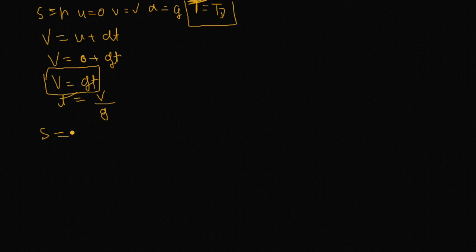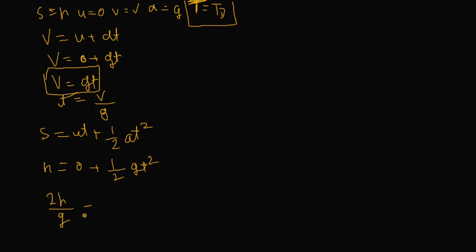S is equal to ut plus half at square. S we've got to substitute as h, height. Ut will become 0 plus half gt square. Next, what we can say here is we can take 2 and g to the other side, right? So we get 2h by g is equal to t square. So then t is equal to root 2h by g. So this is the second equation of motion where we get t.